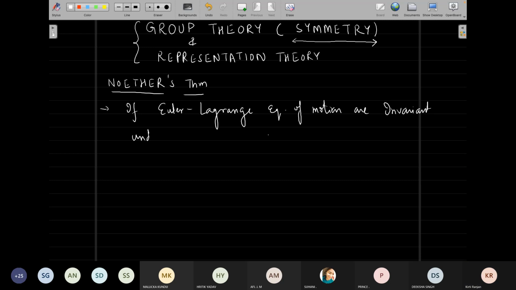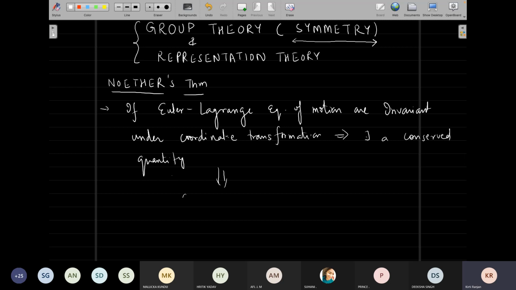under coordinate transformation, be it translation or something else, then there exists a conserved quantity, which implies that symmetry plays a very important role in determining certain properties of a physical system.